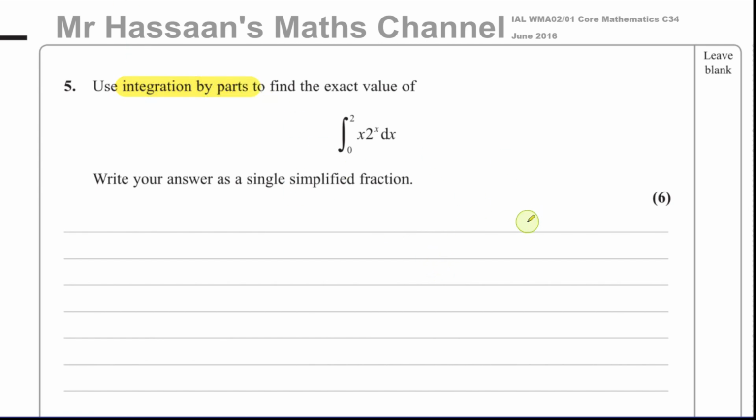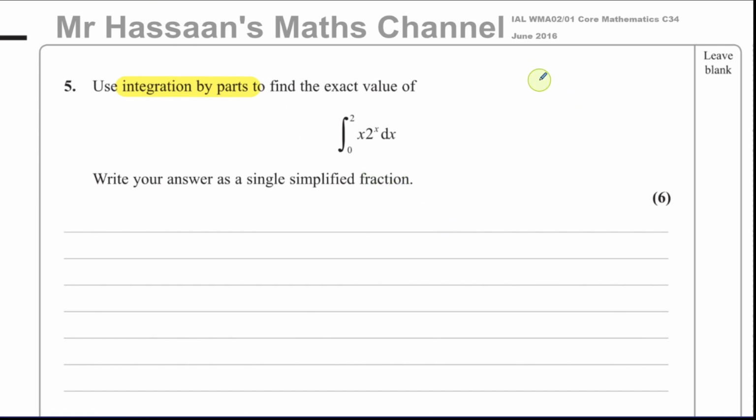If they didn't tell us to, some students would be saying, oh, how do we know if we can use reversing the chain rule, for example? Some people might think that. How can I be sure that we don't use the reverse of the chain rule here? We can't use it.